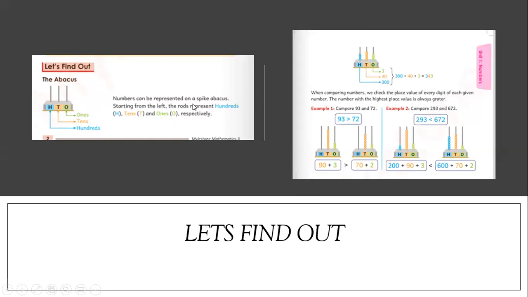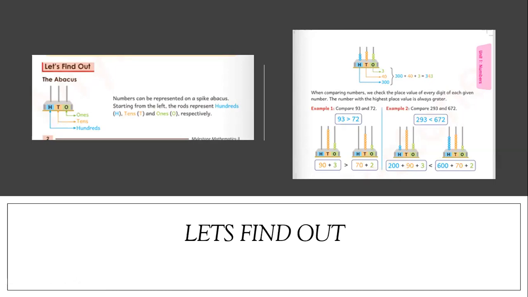Numbers can be represented on a spike abacus starting from the left. The rods represent hundreds, tens, and ones. So when we are starting from the left, hundreds, tens, and ones. When comparing numbers, we check the place value of every digit of each given number. The number with the highest place value is always greater.